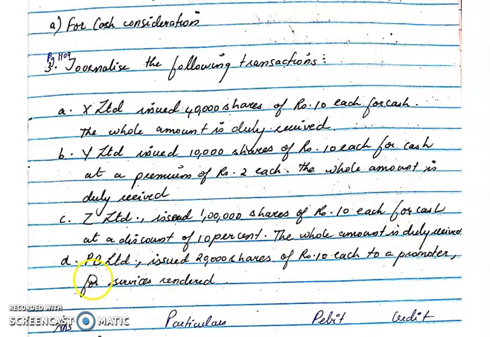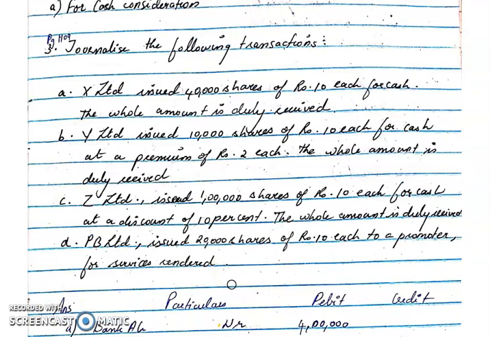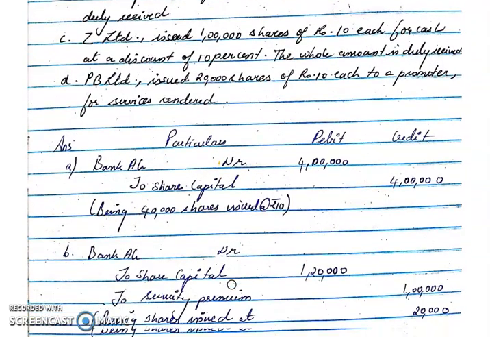And the last entry, TB Limited issued 20,000 shares of 10 each to a promoter for the service rendered. So this is again for cash consideration with another method. If it is a promoter, then you have to mention it as goodwill account debit. Now we'll move on to the answers.